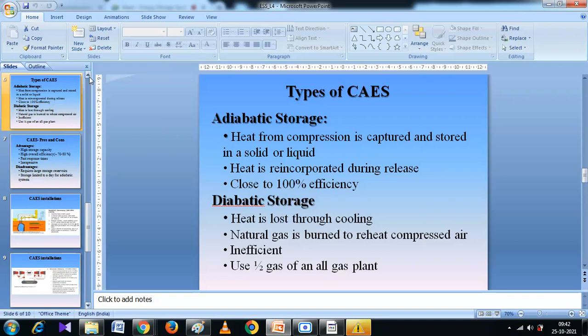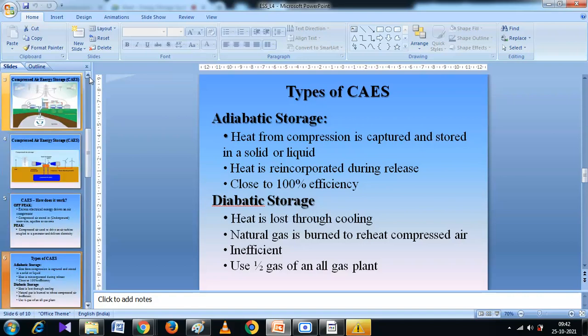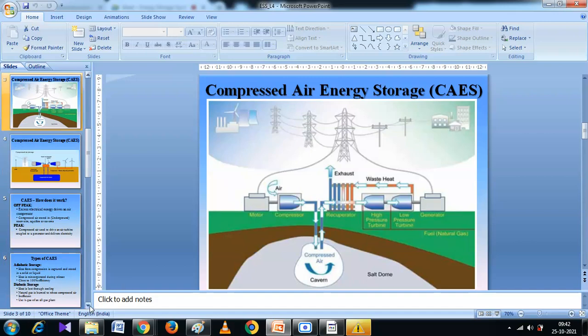And what kind of reservoir do we use in the case of a compressed air energy storage system? What are the reservoirs? Salt dome type. Abandoned mines and salt domes. Salt domes and abandoned mines, okay, are used as the reservoir in a compressed air energy storage system.